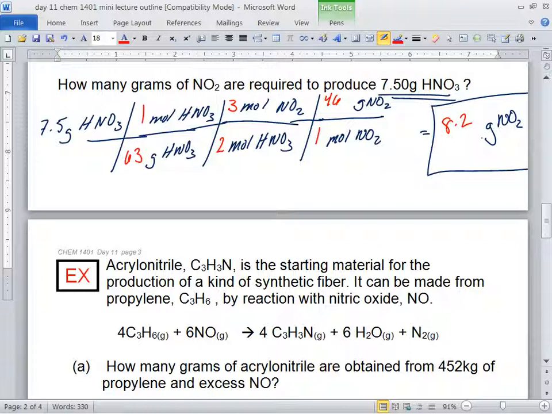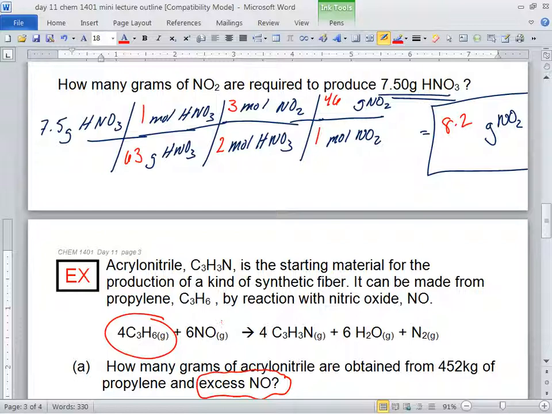Now, on this next one, Kenneth has a good question. What does this excess NO mean? It just means that you've got two reactants, right? And you've got a lot of NO, so don't worry about it. You've got excess, extra. You have plenty. All of this stuff is going to react up first.